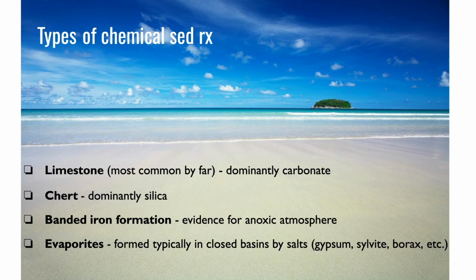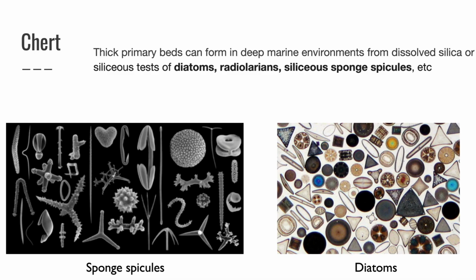So next we're going to talk about the different types of chemical sedimentary rocks that form from these solutions. So limestone is by far the most common chemical sedimentary rock. This is what I typically study. Chert, this is dominantly silica. Banded iron formations are a unique type of rock. I am including that as an example of how chemical sedimentary rocks are used to understand Earth history. And evaporites typically form in chemically closed basins by salt formation. So let's start with chert first.